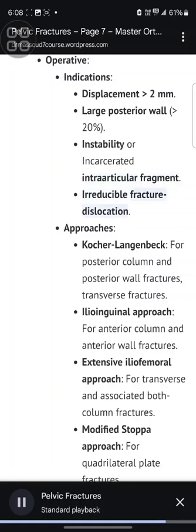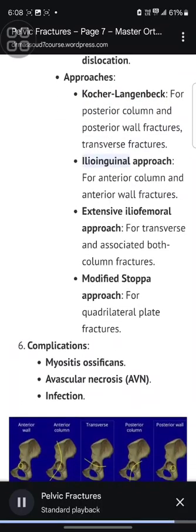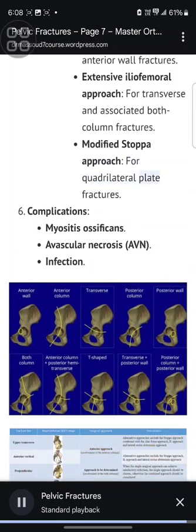Irreducible fracture dislocation. Approaches. Kocher-Langenbeck, for posterior column and posterior wall fractures, transverse fractures. Ilioinguinal approach, for anterior column and anterior wall fractures. Extensive iliofemoral approach, for transverse and associated both column fractures. Modified Stoppa approach, for quadrilateral plate fractures.